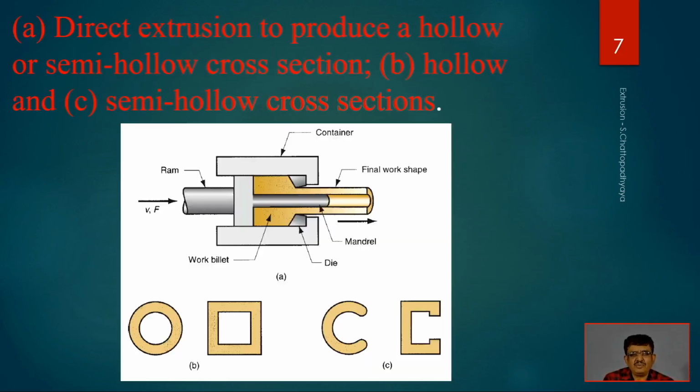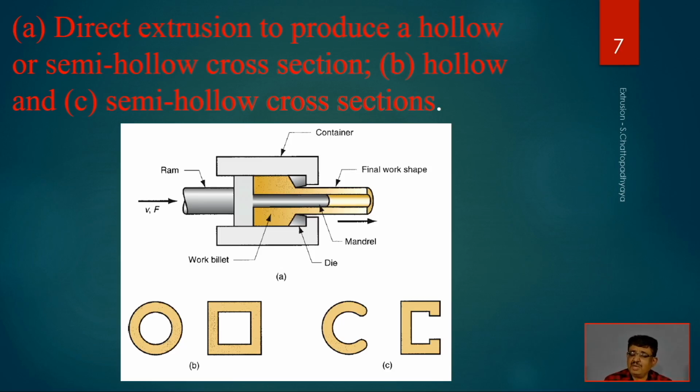And we can produce many cross sections. One is a full hollow section and another is a semi-hollow section. We can see that with some velocity and force, the ram is pushing the plunger, and whenever there is a mandrel, essentially placed concentrically against the die, the raw material is pushed along the circumference of the mandrel, and then the product will come out, and thus the hollow sections will be produced.